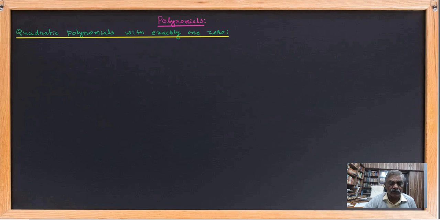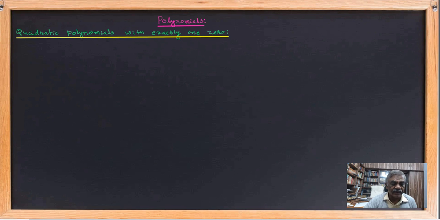Who can discuss here? Of course, certainly it has two zeros, but it repeats twice. Only one zero repeats twice. Such a situation I am going to consider here. That is a quadratic polynomial with exactly one real zero.